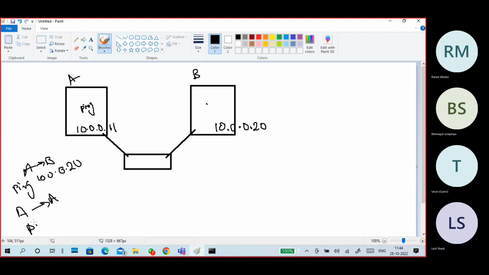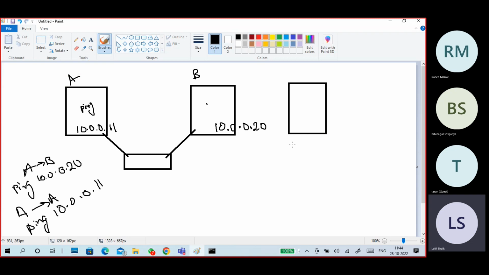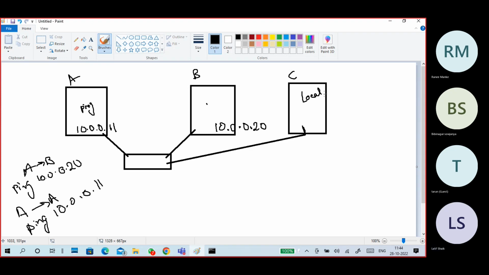Generally, in communication, we look at the destination and the destination IP address. People think you have a PC, and whether you have a network connection, an IP address or no IP address, a name or no name. But every PC itself has a name called localhost. The PC's name is C, but locally it is called localhost.